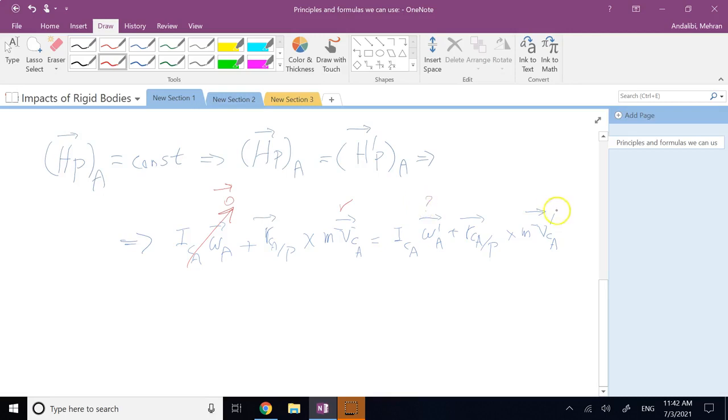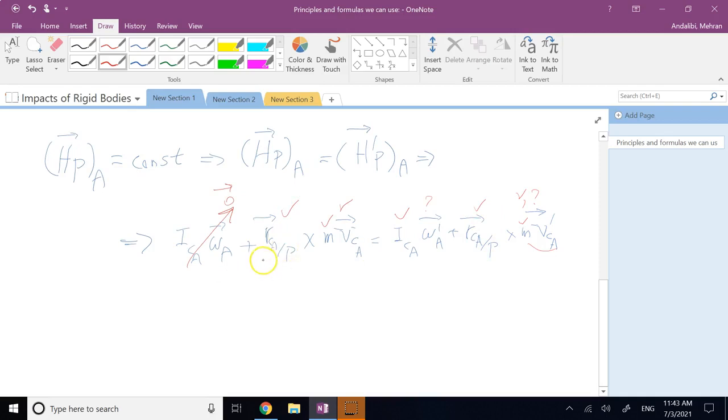Omega prime I don't know. V prime CA has an X component and a Y component; X of it I know, Y of it I don't. Okay, and you know IC, you know M. So if you know this R of CA with respect to P, which of course we can find through the diagram, then this should give you an equation.